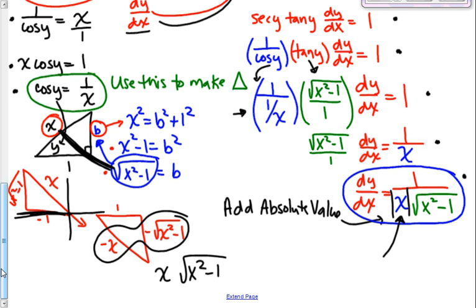So this is the formula you want to memorize. dy dx is equal to 1 over the absolute value of x times the square root of x squared minus 1. I'm never going to ask you why that x has to be an absolute value, and if you don't understand it, that's fine. We are going to address polar coordinates later in the year, and hopefully we can get that question answered then.